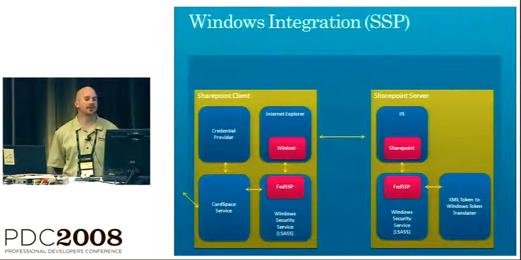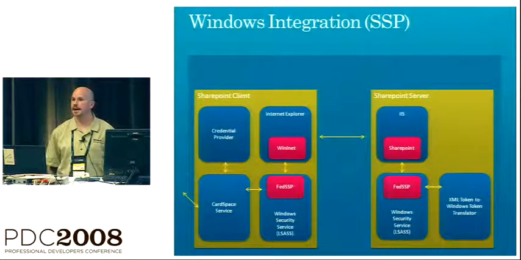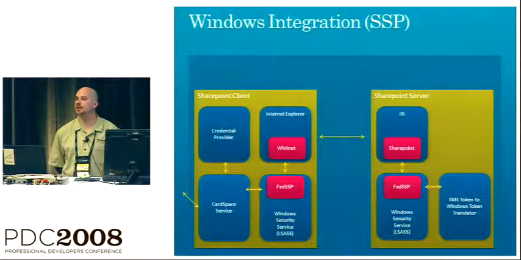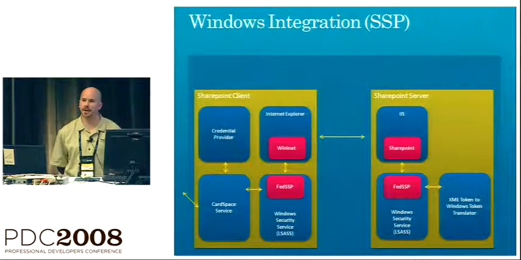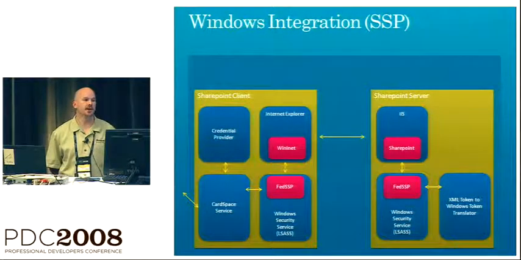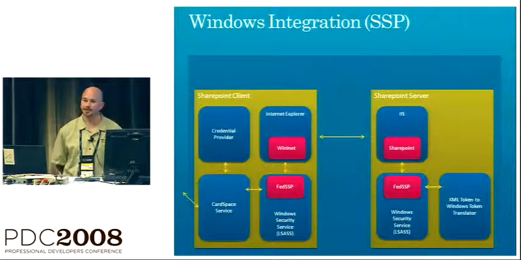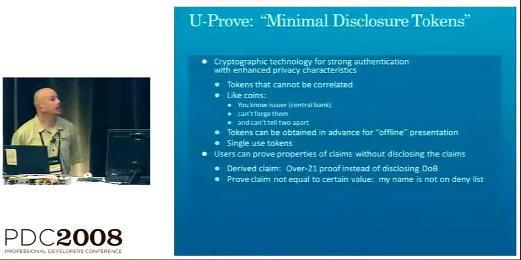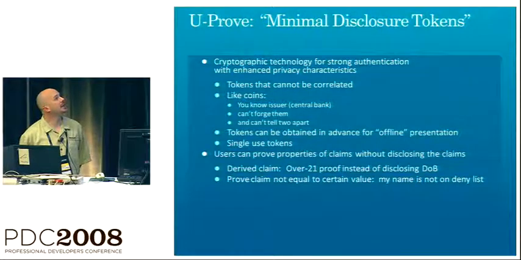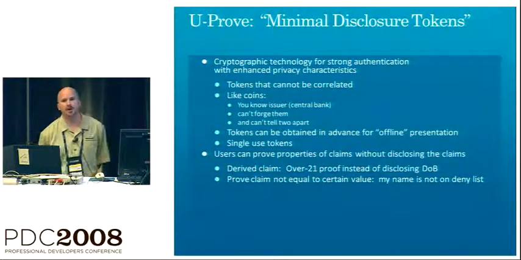And neither Internet Explorer nor the SharePoint server had to be configured any differently than normal, or is aware that they're participating in a federation scenario whatsoever. And it allows non-domain, non-forest users to access the SharePoint server using CardSpace. In addition, in the last year or so, Microsoft has acquired the rights to uProve cryptography technology.